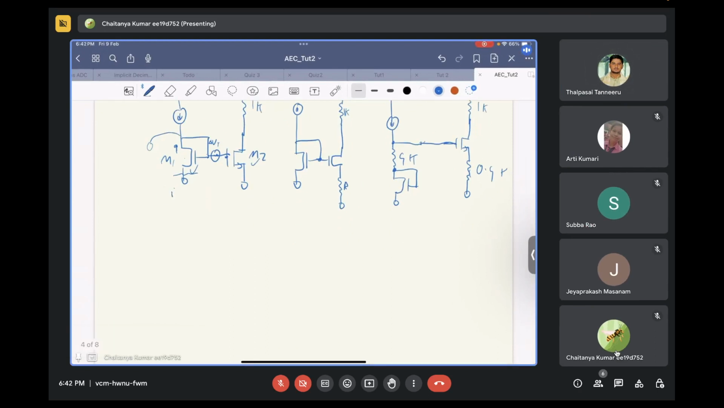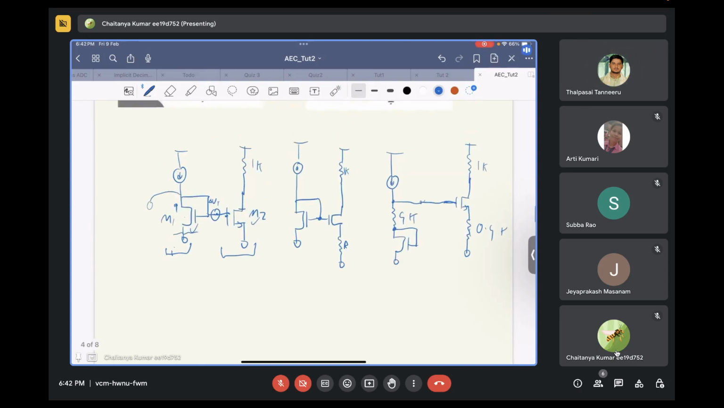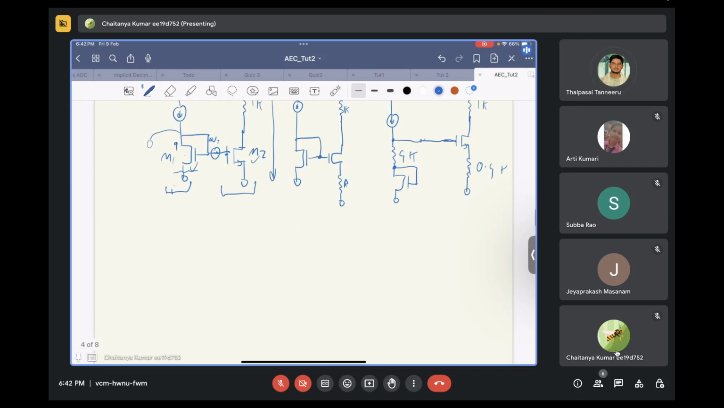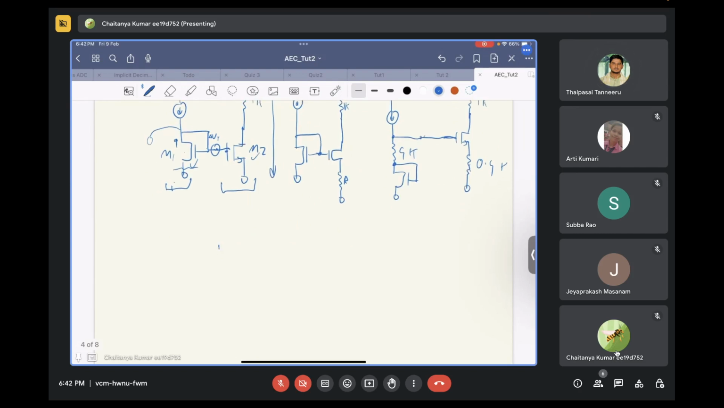What we are trying to find out is, if there is some change in the threshold voltages of M1 and M2, and that change is delta VT, what will be the change in the current of transistor M2? That is the objective. I will try to approach this in the following way.